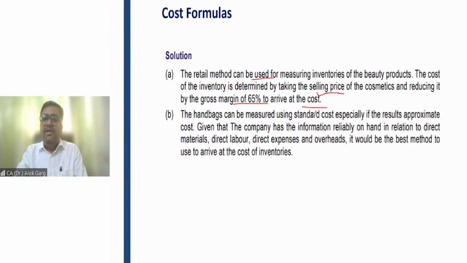The handbags can be measured using standard costs, especially if the result approximates cost. Given that the company has the information reliably on hand in relation to direct material, labor, expenses, and overheads, it would be the best method to use to arrive at the cost of inventories. Right?